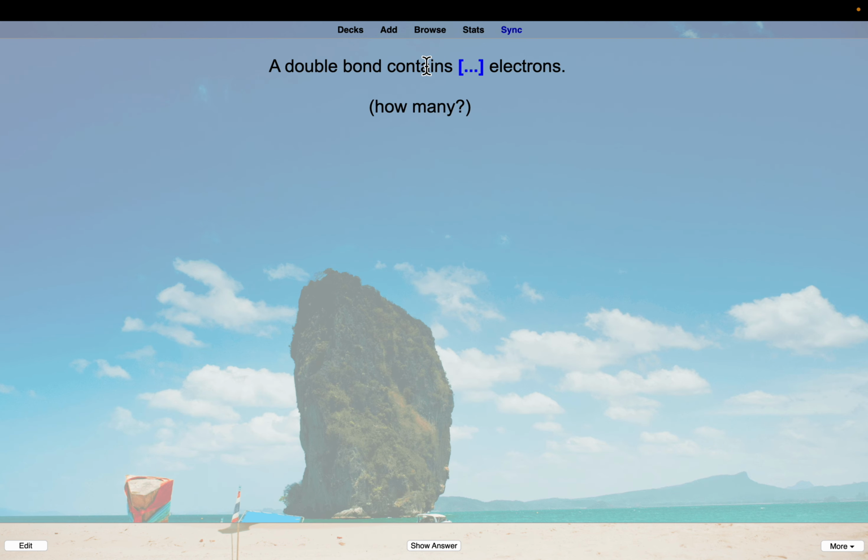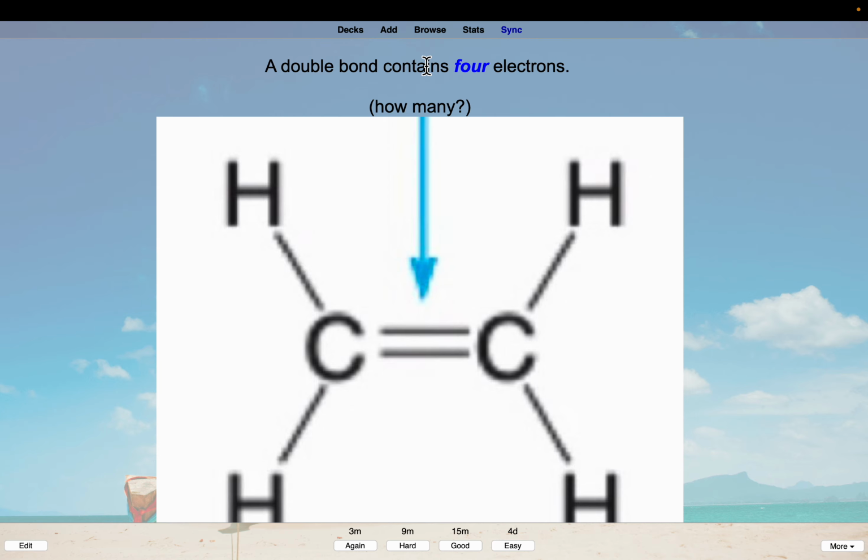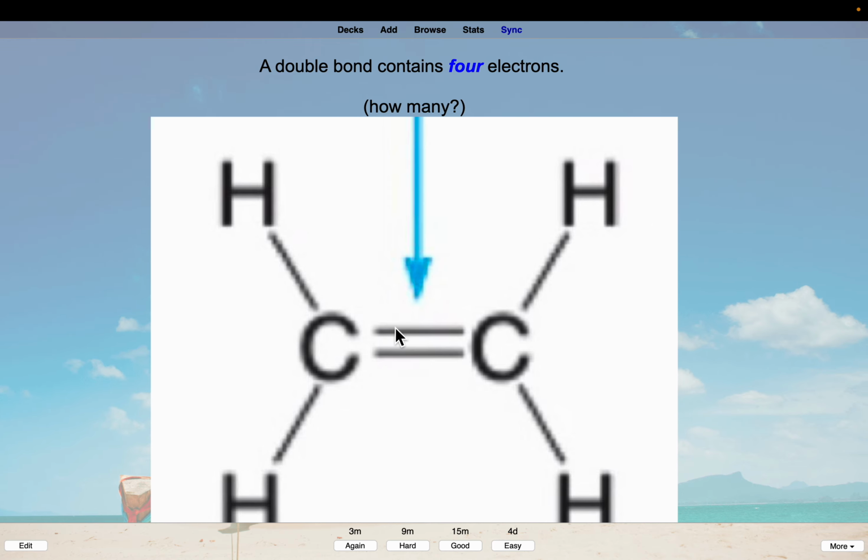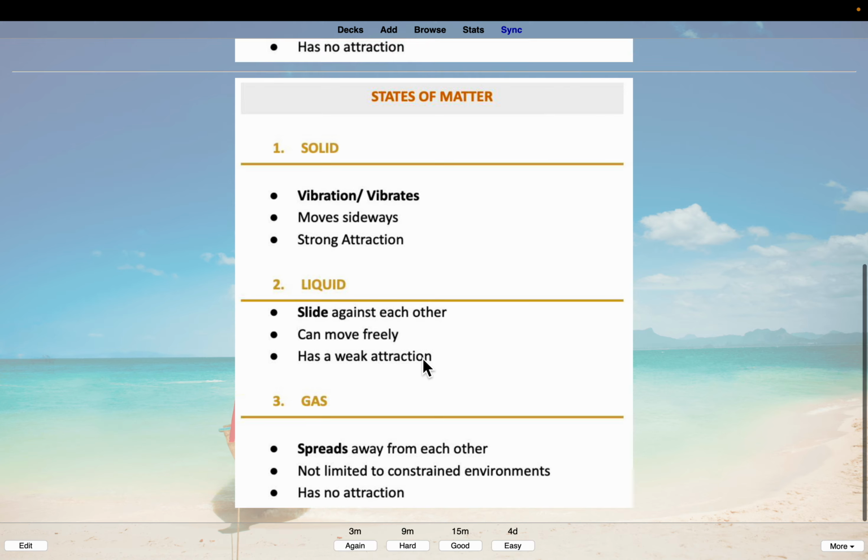A double bond contains 4 electrons or 2 pairs. So for each line, there is one pair. One pair is 2 electrons. So 2 lines, 2 pairs, we have 4 electrons in total.